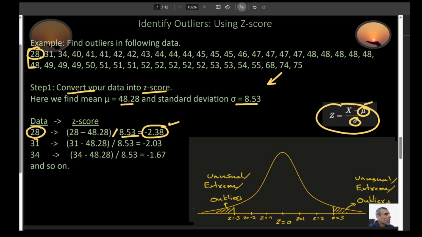Okay, let's look at the next one, 31. That would be this one. In this case, you take 31, minus the mean value, divided by the standard deviation, using the same formula. Basically, you just use the same formula on every single point, and this is how you calculate your z-score for each and every corresponding point.